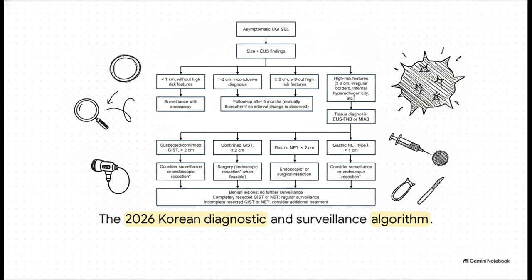But look on the right. If a lesion has high-risk features like irregular borders or if it hits that 2-centimeter mark, the whole pathway aggressively shifts. It immediately mandates a real tissue diagnosis with FNB or MIAB, and then it smoothly funnels you down toward targeted endoscopic or surgical resection if a GIST or NET is confirmed.